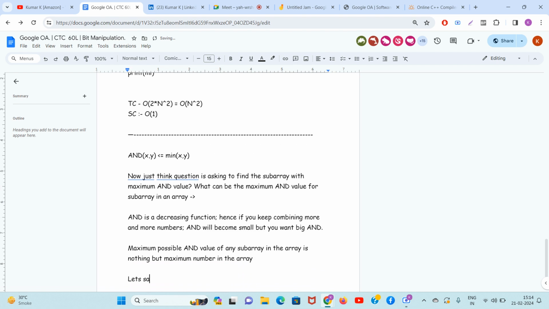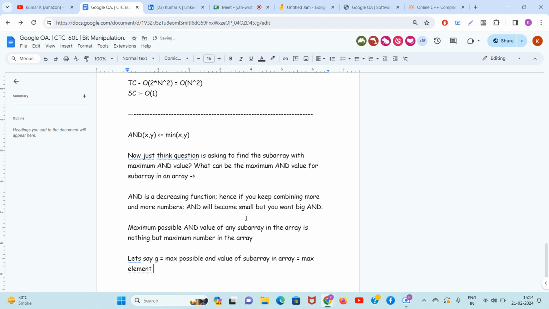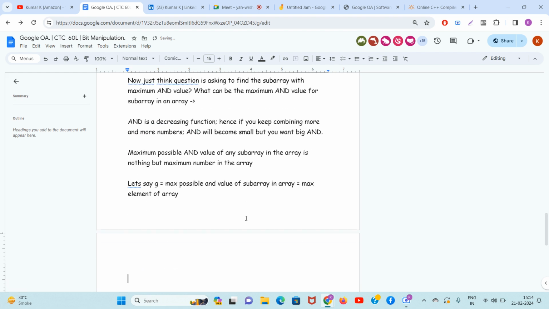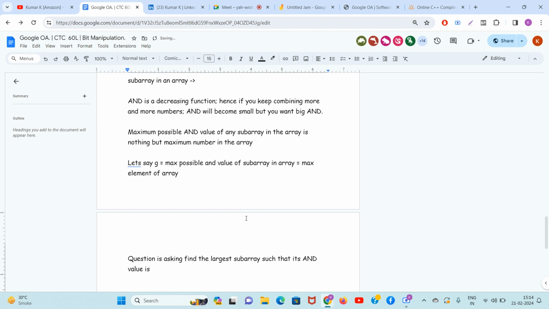Okay, so let's say guys, I now know the value of G. G is what? The max possible AND value of a subarray in the array, which is nothing but the max element of the array. Now guys, the question is asking, find the largest subarray such that its AND value is G. Okay.